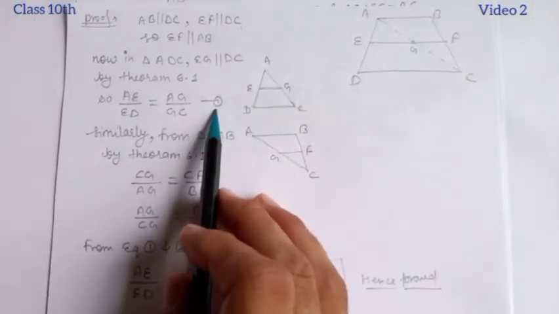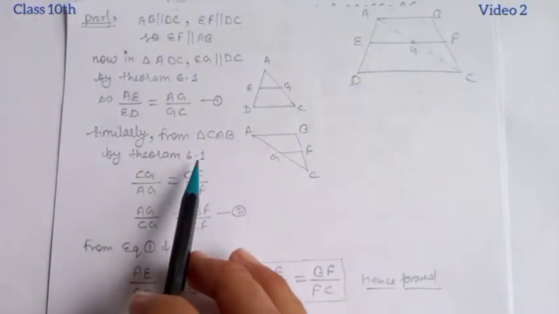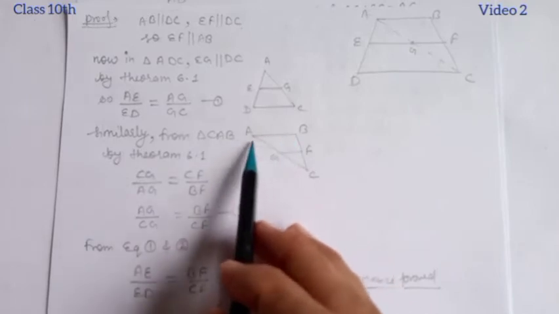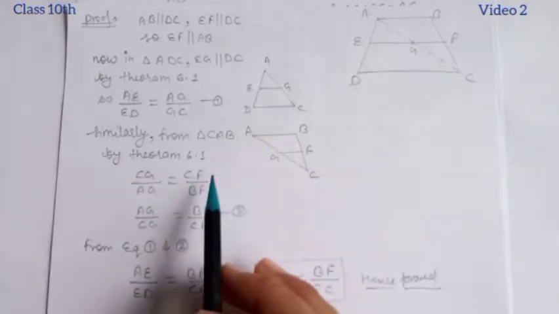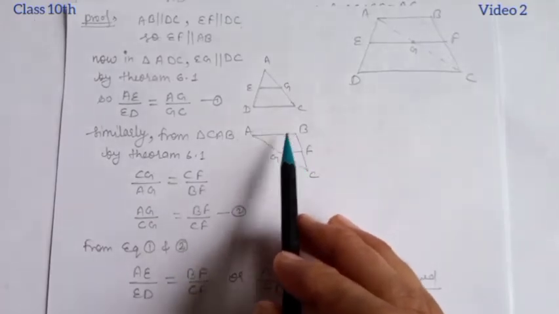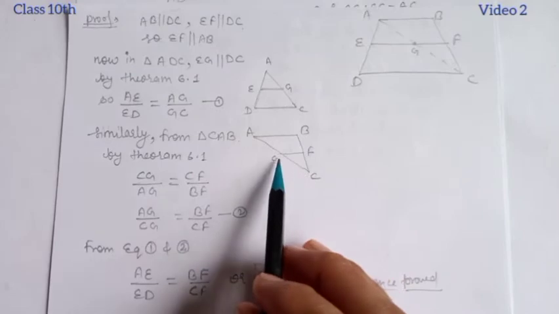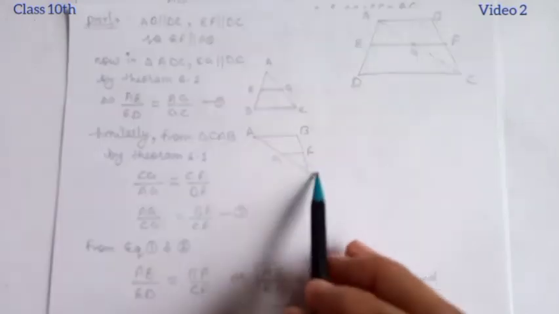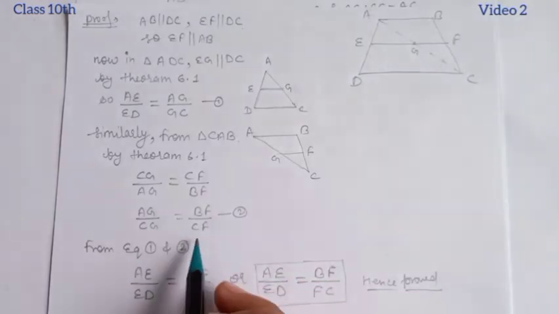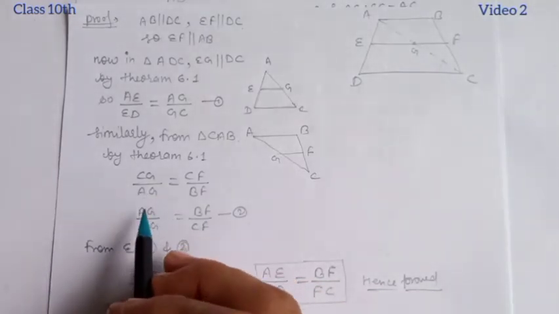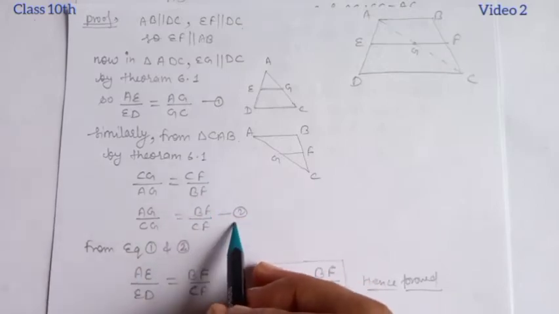Make it equation 1. Similarly, in the other triangle, ABC, or CAB, a copy of this triangle is drawn here. So students, by using theorem 6.1, why? Because GF is parallel to AB, we get CG upon AG equal to CF upon BF. Just take the reciprocal of it. By reciprocal we obtain AG upon CG equal to BF upon CF. Mark this as equation 2.